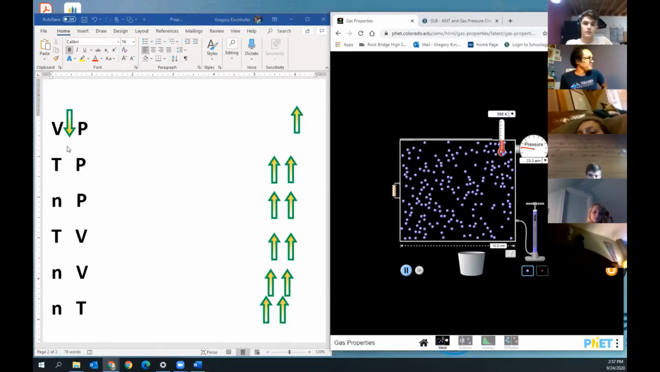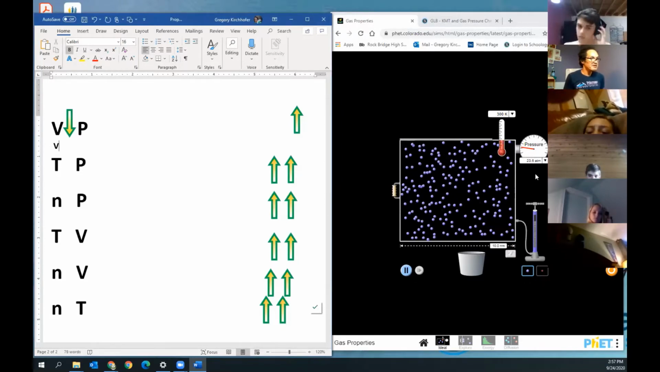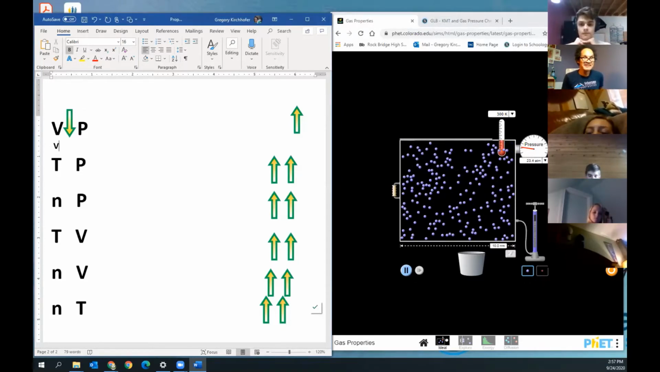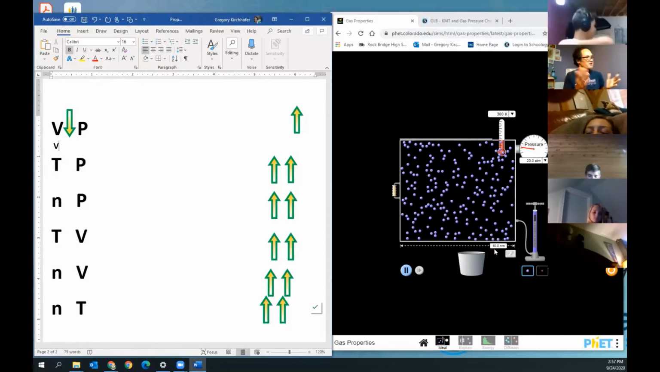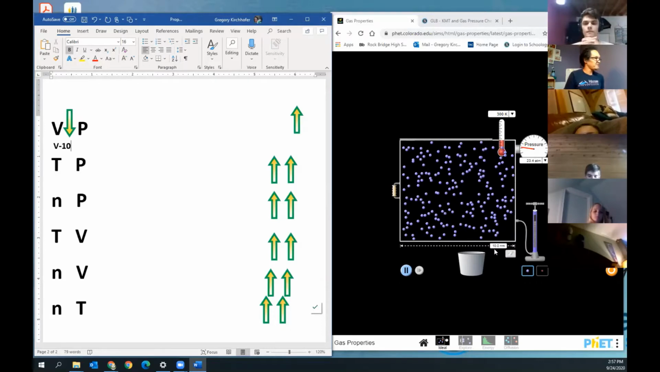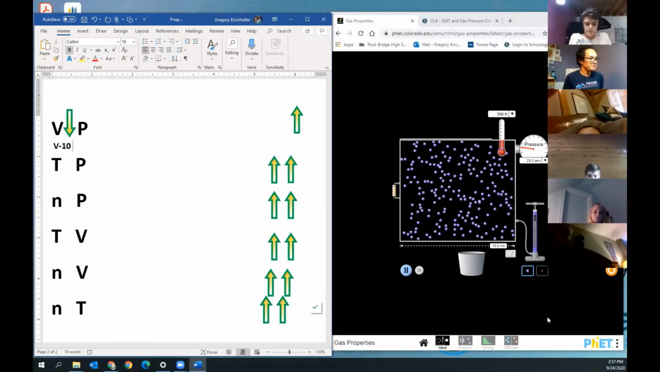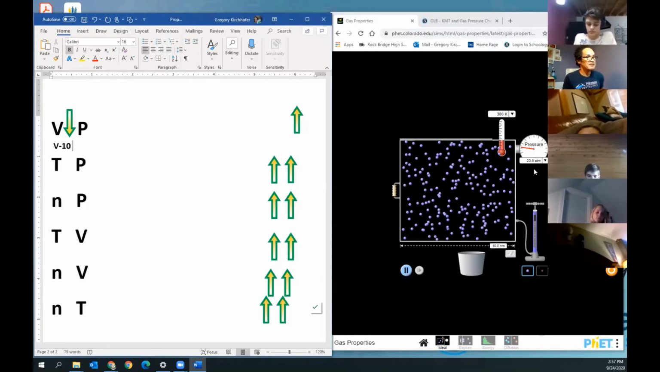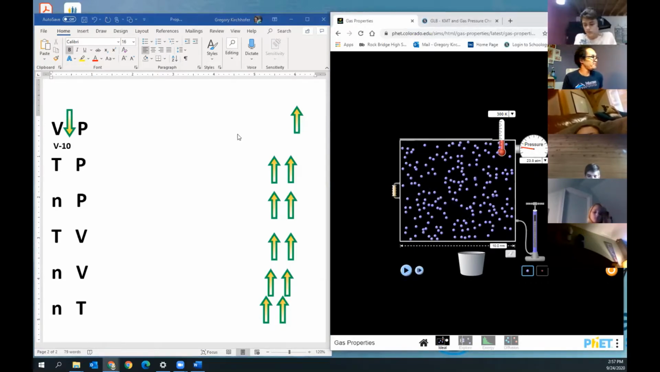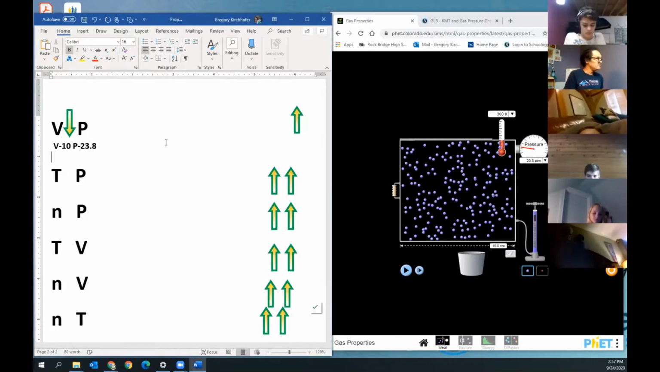And I'm going to make some notes over here. So volume is, I'm just going to say 10. And really the units aren't that important because volume's absolute. So volume is 10 and we're doing pressure. Let's hit pause. Pressure is 23.8. And we're going to change our volume.